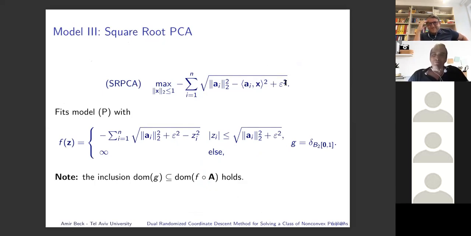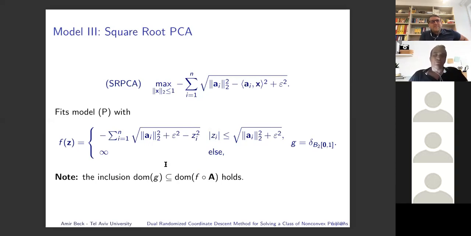I'm adding an epsilon square here. And so it fits the model when I'm taking f to be this function, this sum, and g to be, again, the indicator of the L2 unit ball. F is strongly convex, by the way.